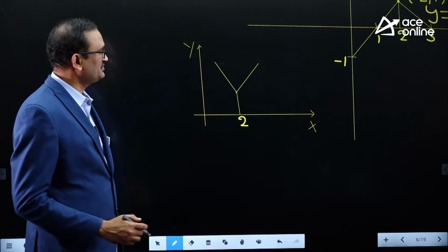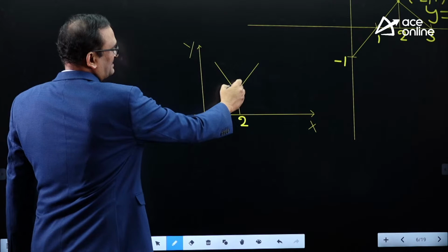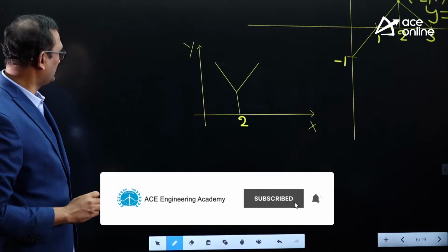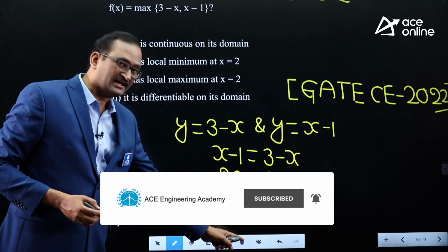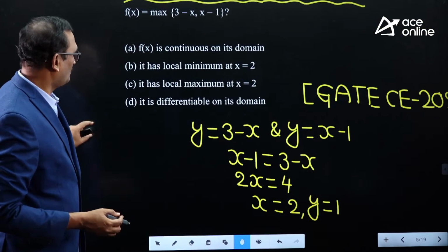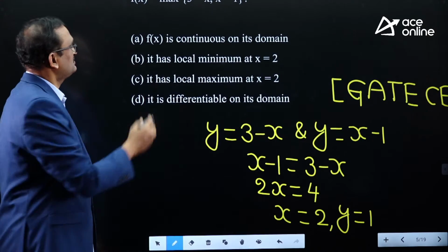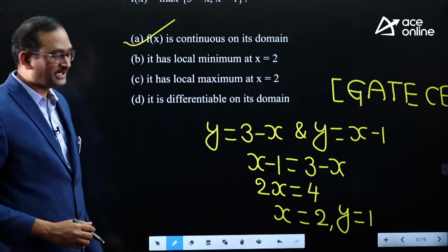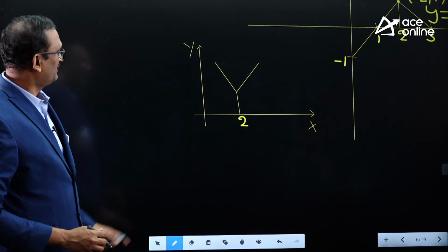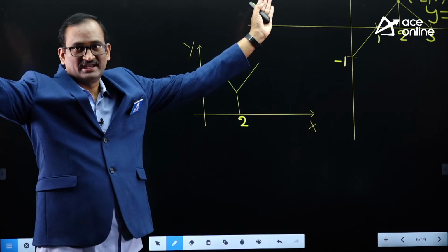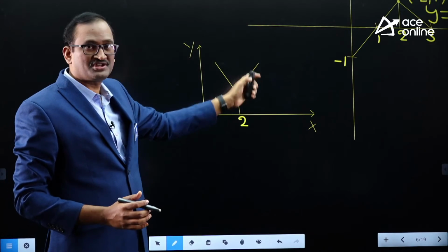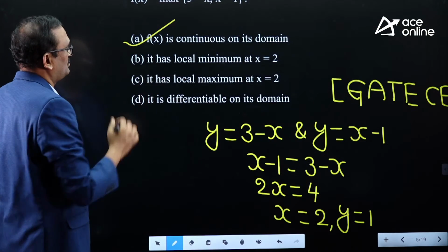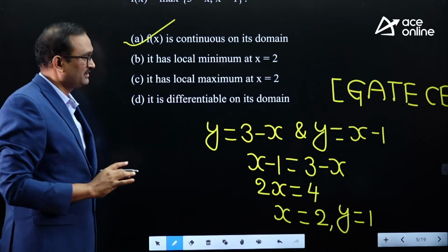Now look at the options. This is y equal to 3 minus x. This is y equal to x minus 1. Look at the diagram and what is option A? Problem completed. Directly we can tick option A. Option A: f of x is continuous on its domain. F of x is the newly drawn diagram like this. It is a continuous function on its domain. So the drawn curve is a continuous curve on its domain. So option A is the right answer.